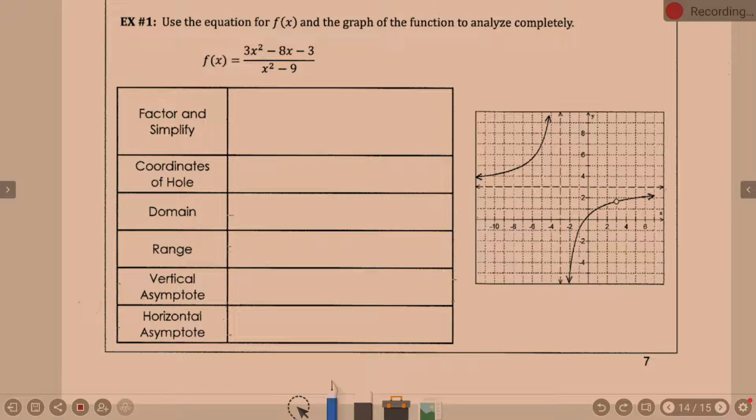Okay, so some of this is definitely review here. Use the equation for f of x and the graph of the function to analyze completely. So we're going to talk about all these pieces. Now, factor and simplify. Do you remember why factoring is important here? Yeah, factors are going to help me with several of these pieces, aren't they? What are you thinking? No?